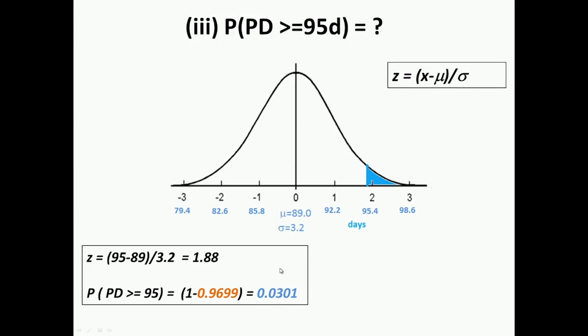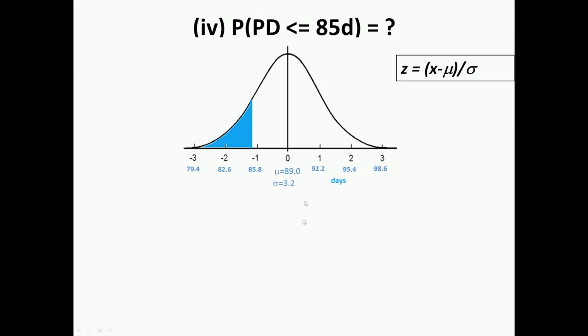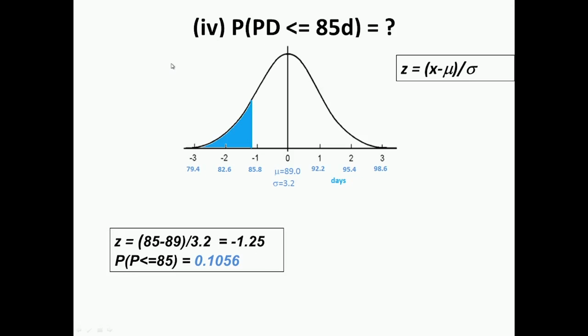Okay. Now, we had another question, which was what is the probability that the project duration is less than or equal to 85 days. So, it is the same process we follow, but remember now the shaded area we want is this, that is the probability that the project duration is less than or equal to 85 days. So, we are again applying the same formula: 85 minus 89, because the value of x is 85 and the mean is 89, divided by the standard deviation. So, this is at minus 1.25 standard deviations away from the mean.